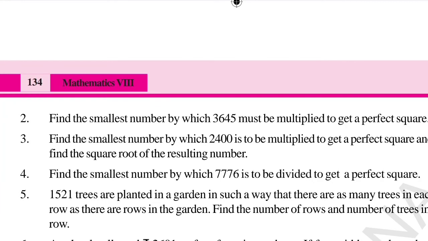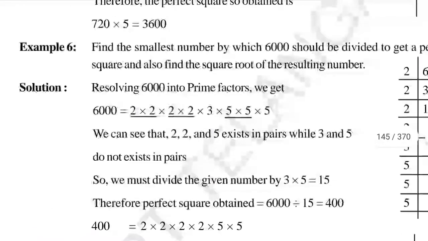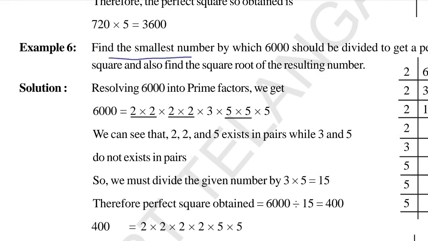Next, the fourth question. Find the smallest number by which 7776 is to be divided to get a perfect square number. So it is the same as example 6. See here, find the smallest number by which 6000 should be divided to get a perfect square.